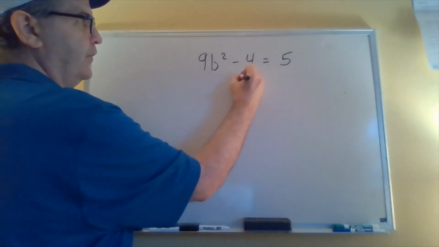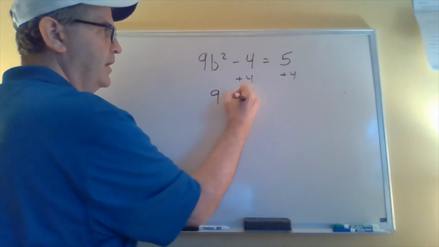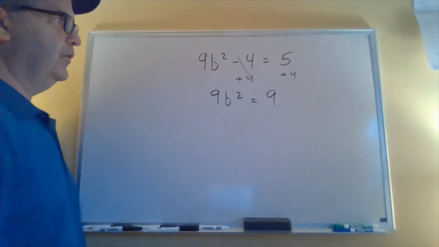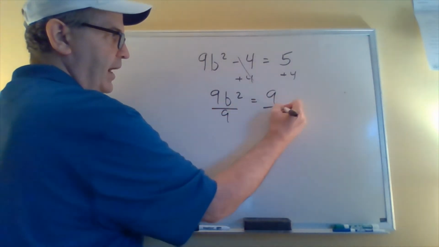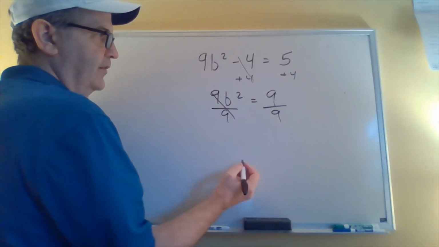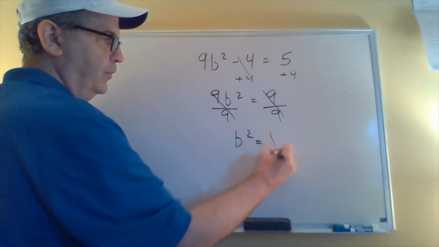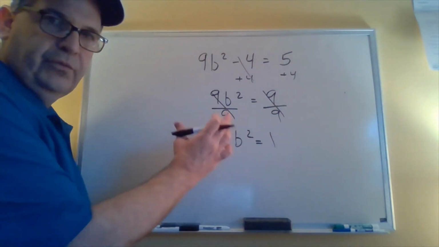So what do we do first? We add 4 to each side, and we will get 9b squared equals 9. Our 4's cancel out, and 5 plus 4 is 9. To get b squared by itself, we then divide by 9. Our 9's cancel out here, and just so happen to cancel out on our right side, so we get b squared equals 1.